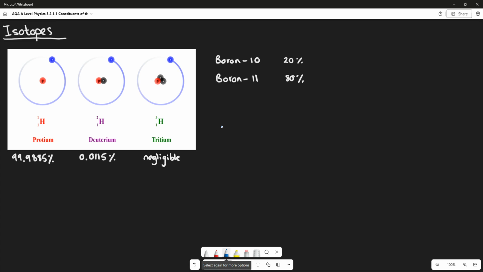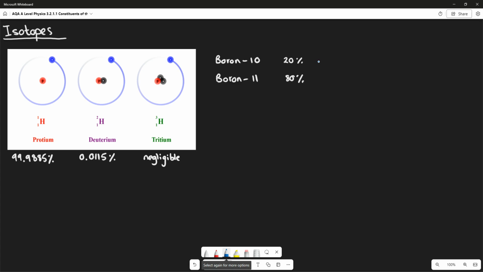Let's have a look at boron. Boron is a good example. Boron has 2 main isotopes. We've got boron 10 and boron 11. Boron 11 is the most common in nature, with 80% of it, and only 20% of boron 10. So if you take a random sample of boron in the environment, 80% of it is going to be boron 11, and 20% is going to be boron 10.